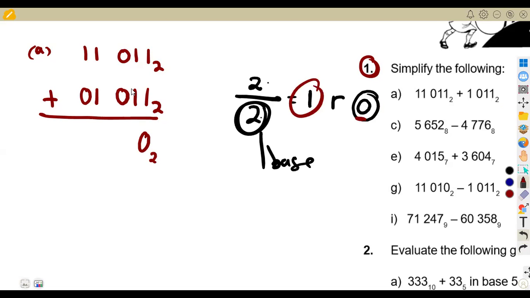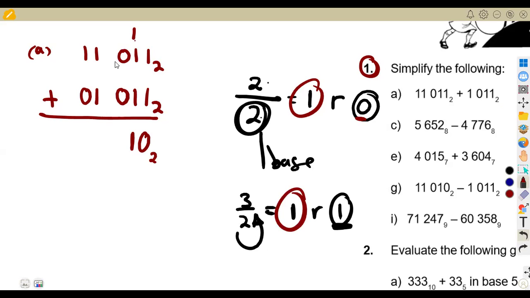What about the 1? We carry it to the next numbers. We are going to add 1 plus 1 plus 1, which is 3. But 3 is bigger than this base, so it's impossible for us to write the answer 3. We have to divide by the base: 2 into 3 is going to be 1, remainder 1. The remainder is the one that you're going to write in your answer.